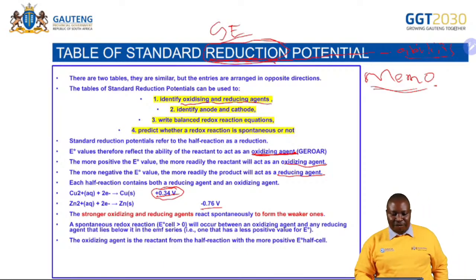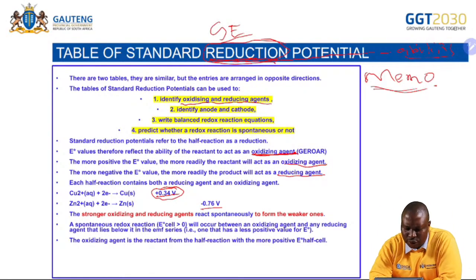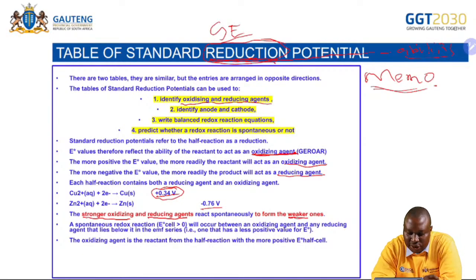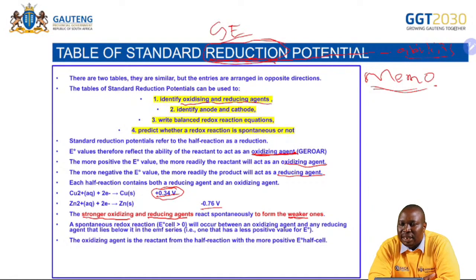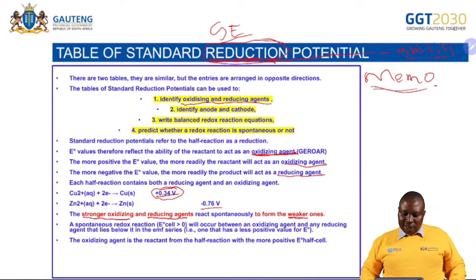And we're saying each half reaction contains both a reducing agent and an oxidizing agent. I want you to understand this one, to say if we're having a reaction, in that reaction we'll have an oxidizing agent and a reducing agent. I will show you on the table. And then all the time you will have a stronger oxidizing agent reacting with the stronger reducing agent to form the weaker oxidizing agent and the weaker reducing agent. Now, a spontaneous reaction, I indicated, is the one that has a positive value, and a non-spontaneous has a negative answer.